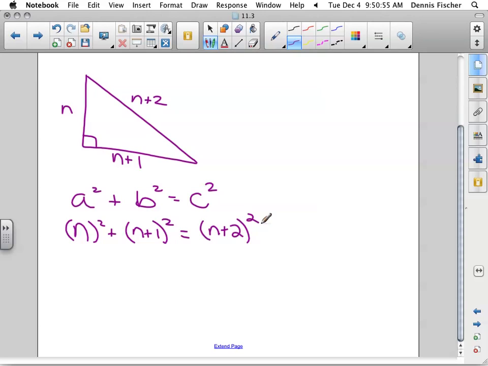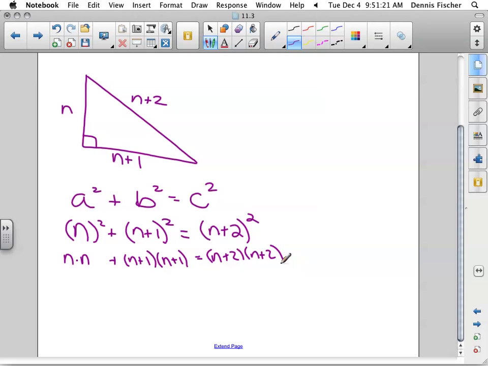Now, working this out. A couple of things. I'm going to write this out here. N squared means n times n. N plus 1 squared is n plus 1 times n plus 1. Too many people make a mistake when they do that. And this is n plus 2 times n plus 2. When I square, it means I need to FOIL. Not just square the n, not just square the 2. I need to FOIL it out.